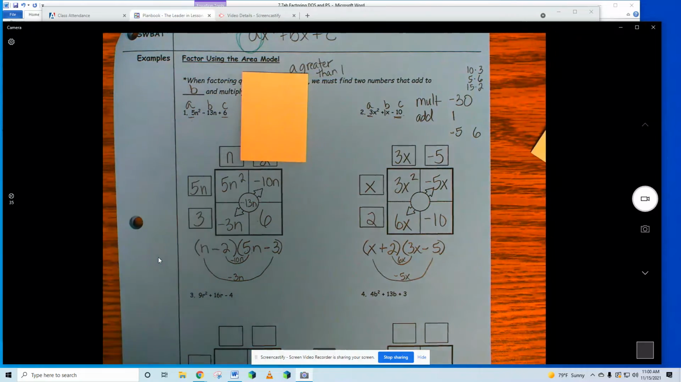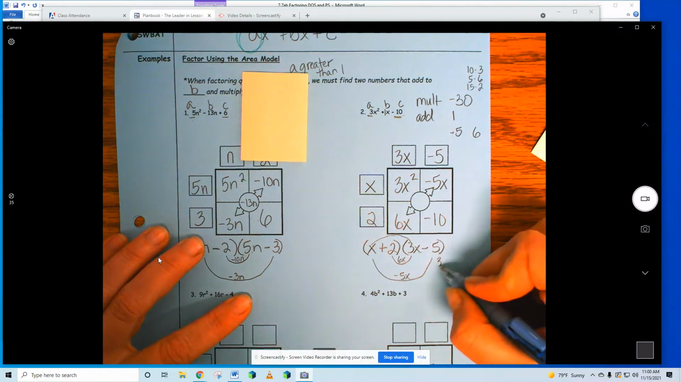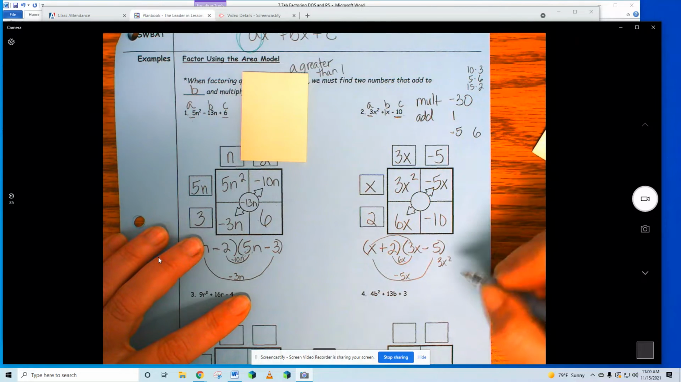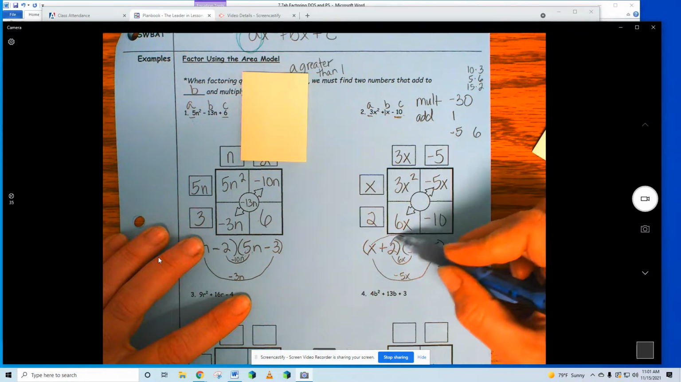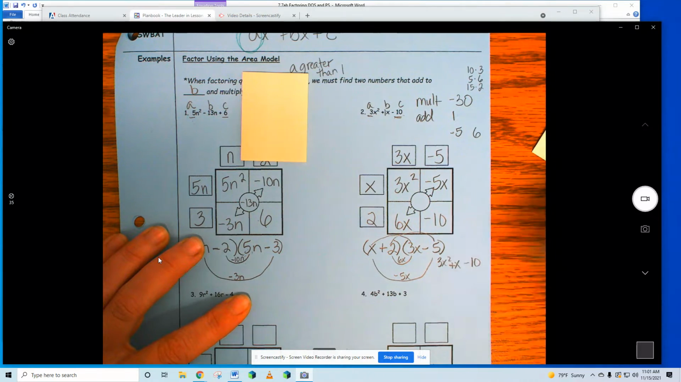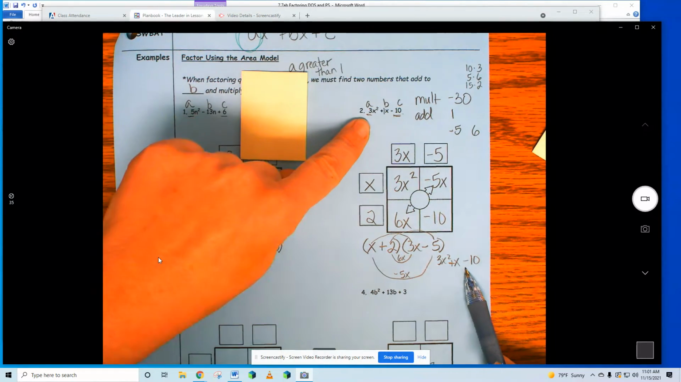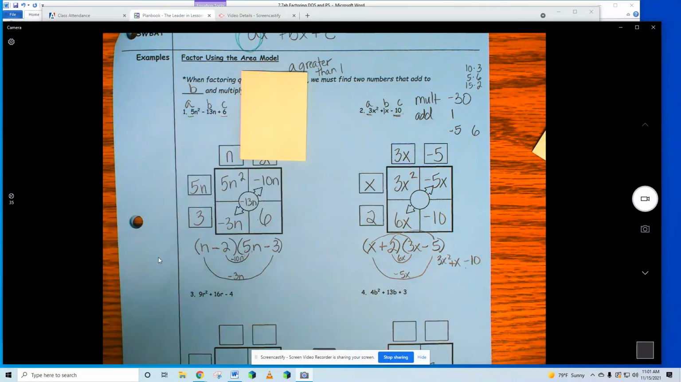And look, first, outside, inside, last. First would be 3x squared. Outside, inside, I just did it, was plus 1x. Last, 2 times negative 5. Yeah, I got what I started with. I can check, always I can check. Did I get what I started with? When you FOIL it, do you get what you start with?